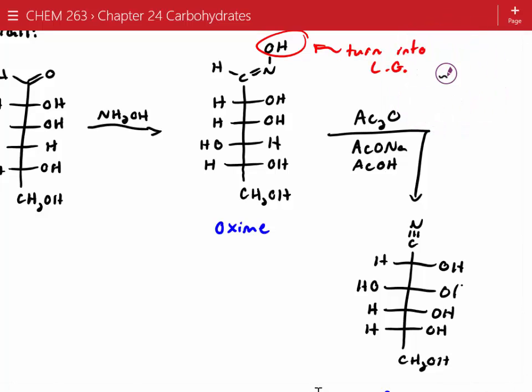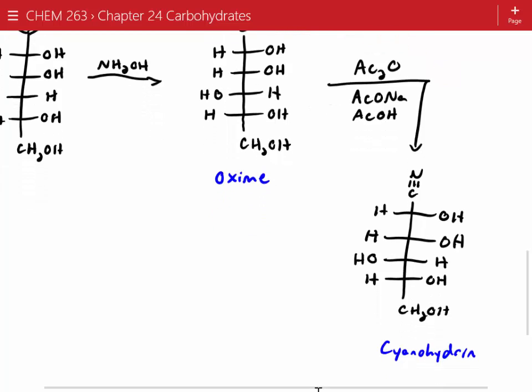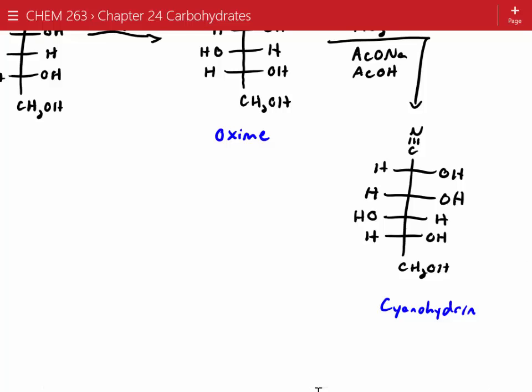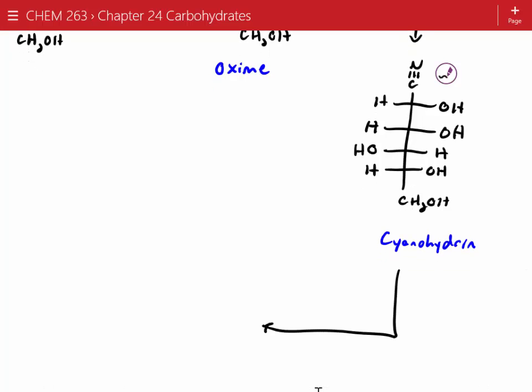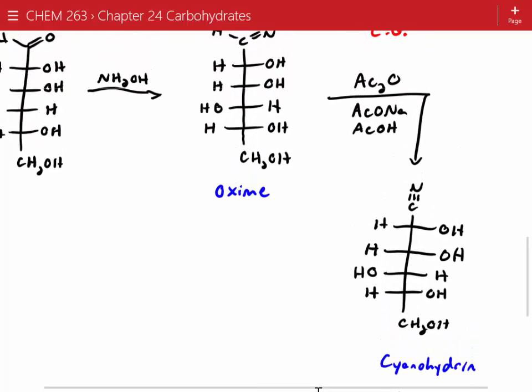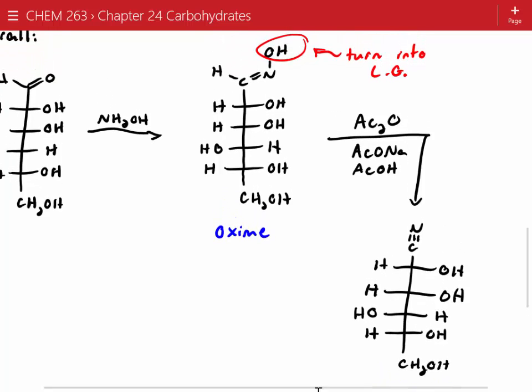Let's do OH. This one's H. It's a different sugar than glucose. We should just be aware of that. There we go. All right, so now we've got our cyanohydrin. So I was just trying to keep the sugar the same. So if you're counting from the top down, on the right side we've got alcohol, alcohol, hydrogen, alcohol. I just wanted to keep it the same.